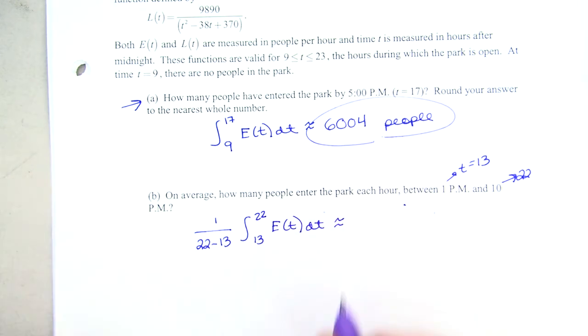Get a decimal, that's fine, and put units on it. And again, I'd ignore the 1 over 22 minus 13. I'd just do the integral, then divide it, just so you're not having a typing-in issue.